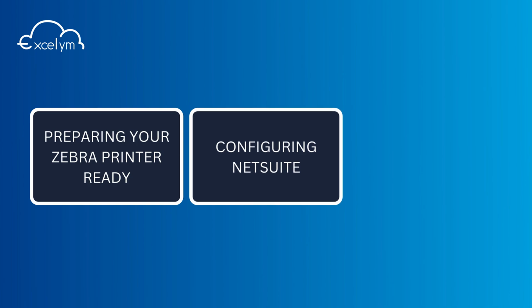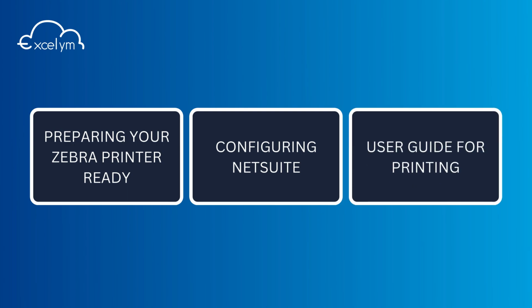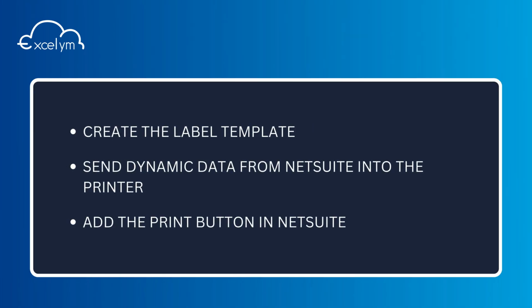Second, configuring NetSuite. This outlines the configurations within NetSuite for label printing. Third, user guide for printing. This demonstrates the actual user experience of printing the NetSuite labels on your Zebra printer. Going straight to number 2, below are the steps of configuring your NetSuite.